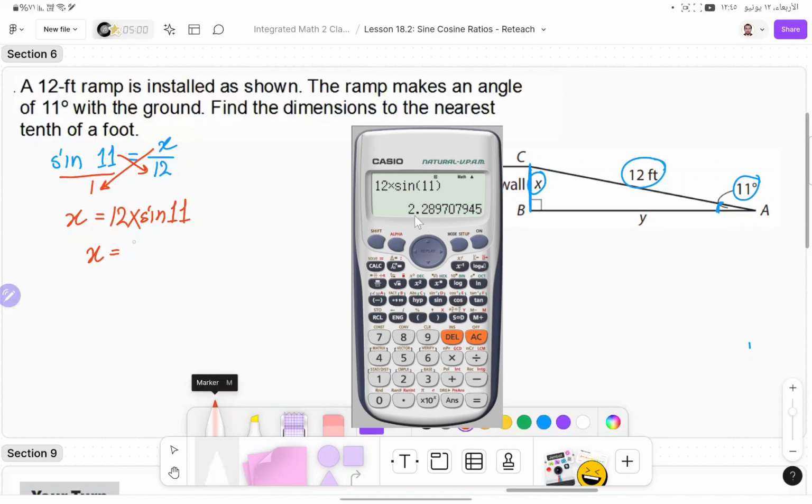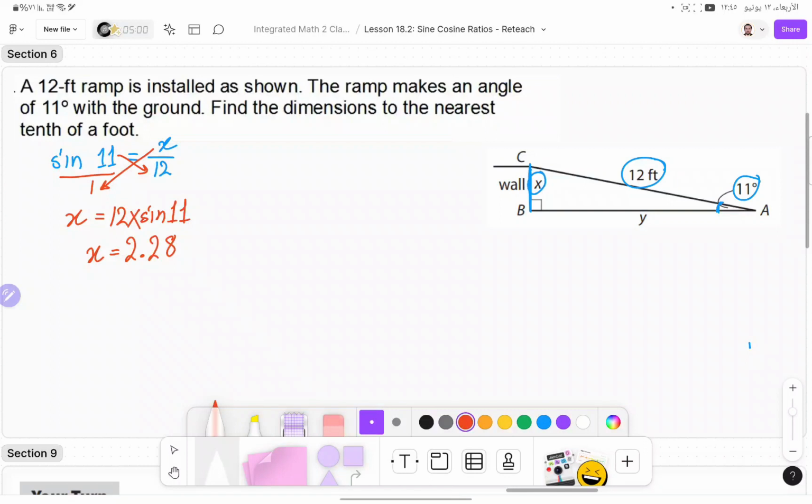12 times sine 11 is 2.28. Okay, or you can just round it to 2.3. So now x is equal to 2.3. Now let's find y. After we find x, now let's find y.